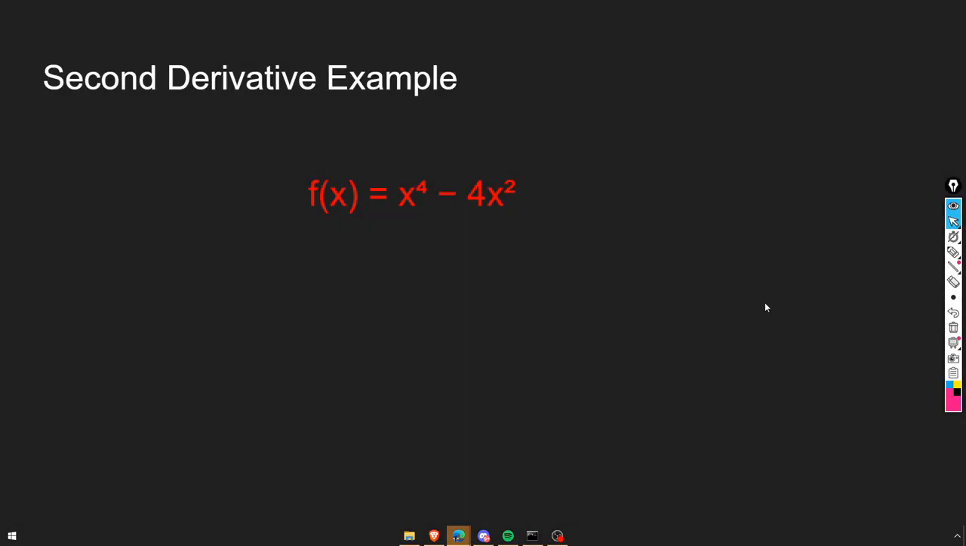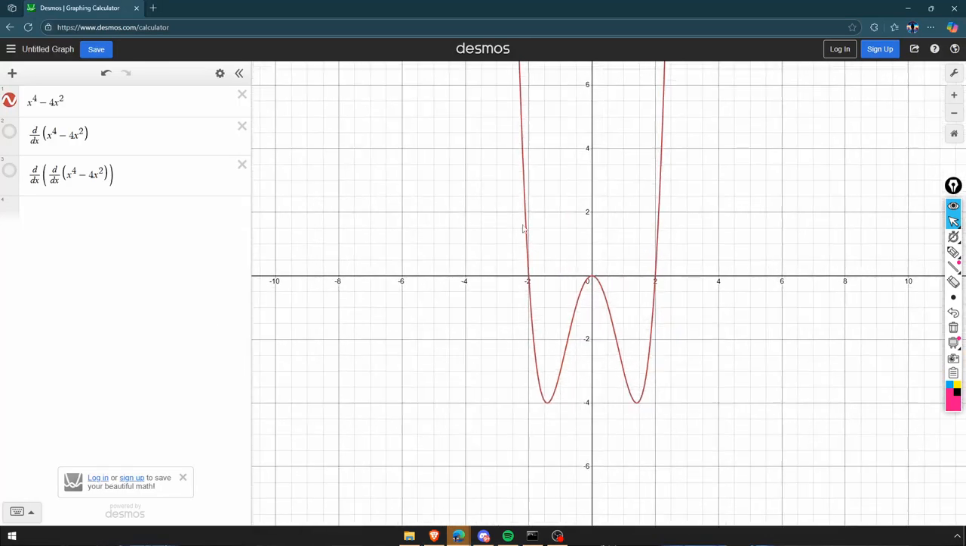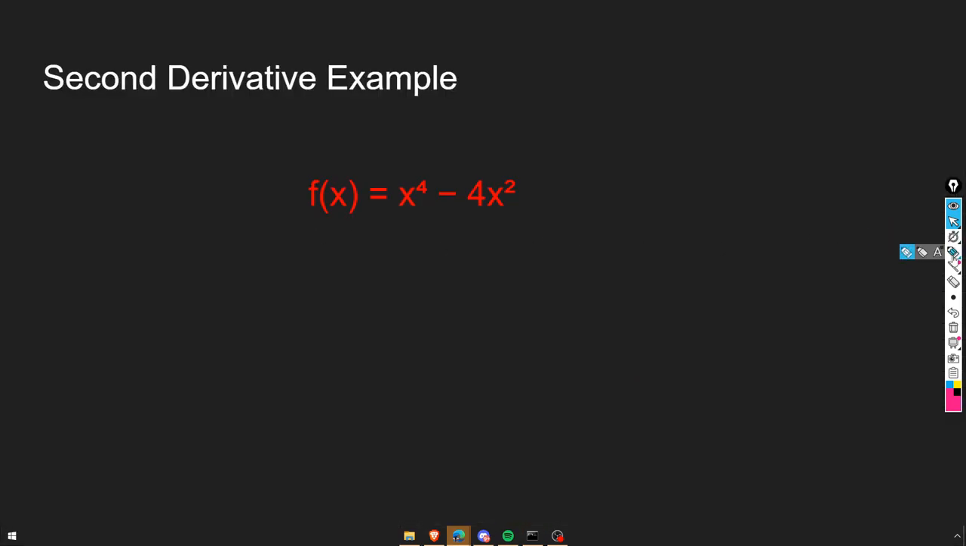Let's start off with the function x to the fourth minus 4x squared. And I have this graph on Desmos here for us to see what that looks like. It just looks like that. So our first step, we're going to get to our second derivative by first finding the first one.